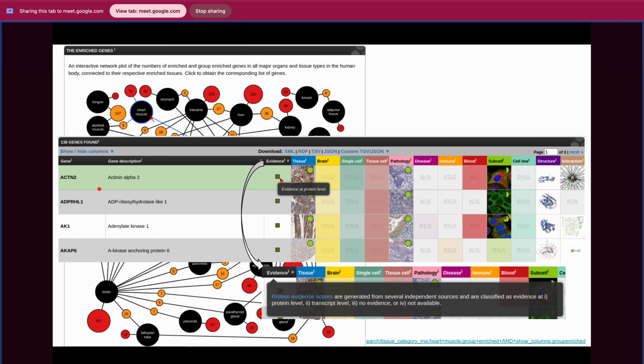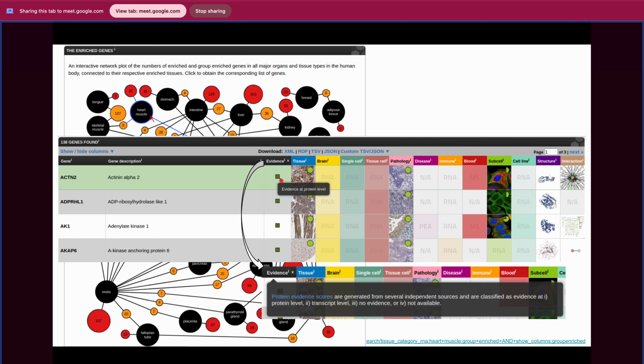So what information can you find? It will firstly tell you about the genes: the name of the genes, then the gene description, which means the complete name, which is actinin alpha 2 for this particular gene. The next section will tell you about the evidence, at what level the information is present, whether at the RNA level or protein level. In this case, the evidence was available at the protein level.